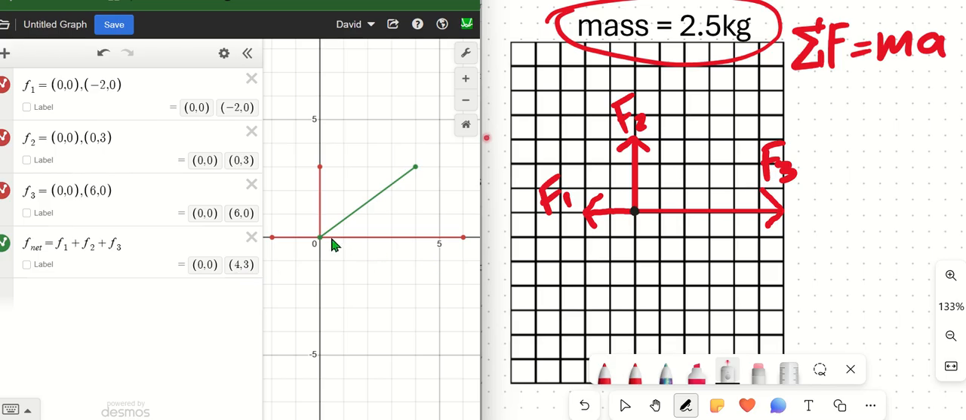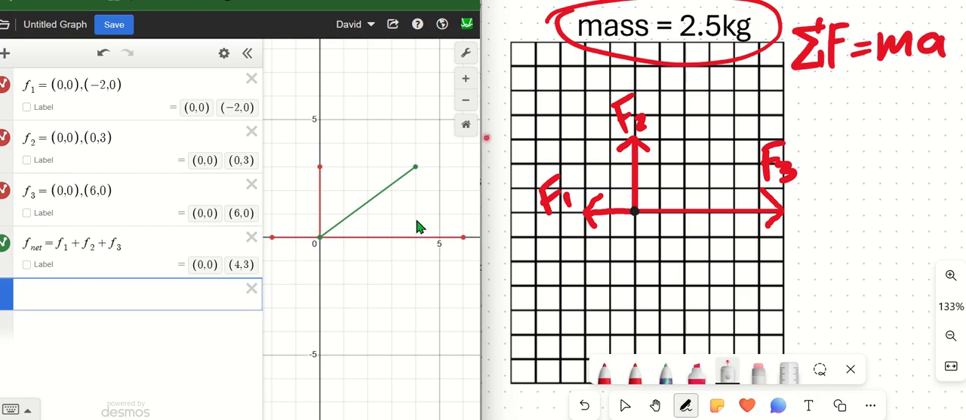So I could see that this one goes over 1, 2, 3, 4 spaces, just like we see right here, and it goes up 1, 2, 3. Now I know that it has a horizontal component of 4 and a vertical component of 3. I could do 2 last things. I could figure out what the overall magnitude is.